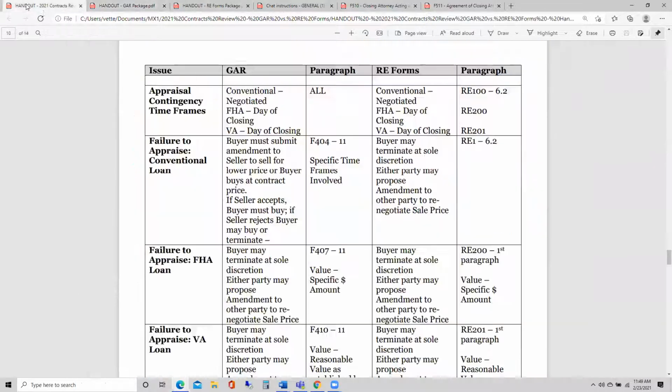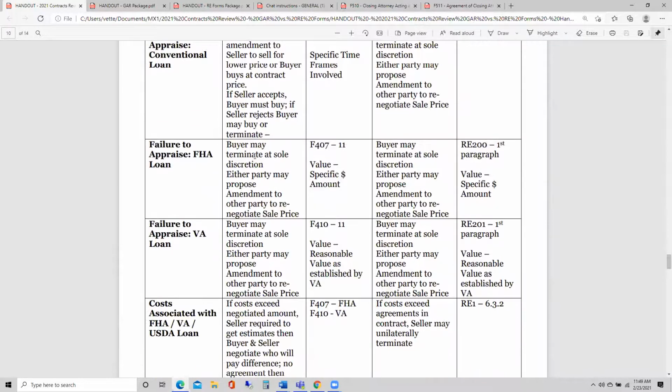Under the RE forms, conventional loan, appraisal comes in lower than contract sale price, the buyer may terminate at their sole discretion. Now, they can send over an amendment to the seller to agree to sell it at the appraised price, but they have immediate termination rights. That's a big difference between the two contract packages for a conventional loan.